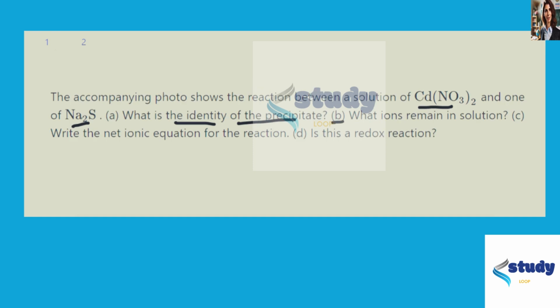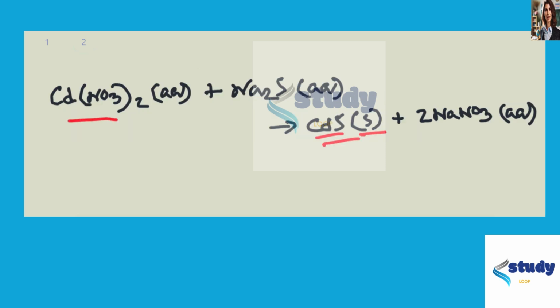Now in part B of this question, we have to find out what ions remain in the solution. Since all the others will be in the reaction as aqueous form, that means all other ions will be remaining. So the other ions will be the nitrate from here, then sodium from here, and so these are the two ions which will be remaining in the solution.